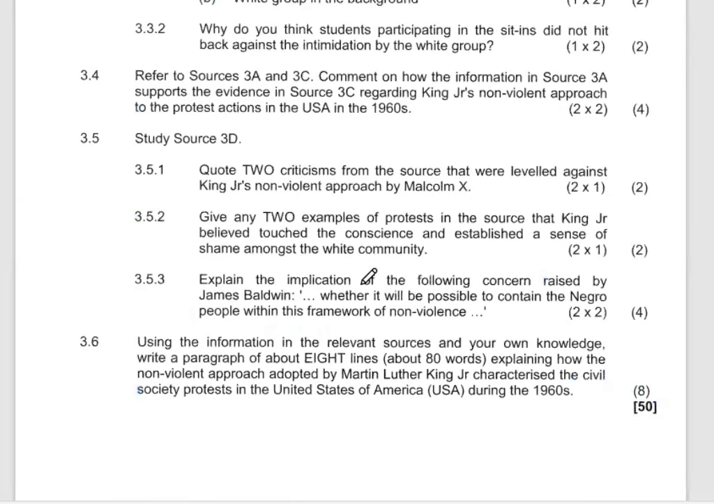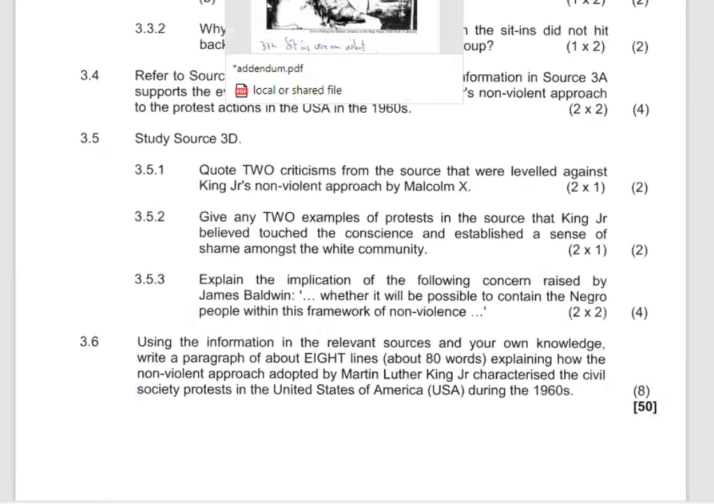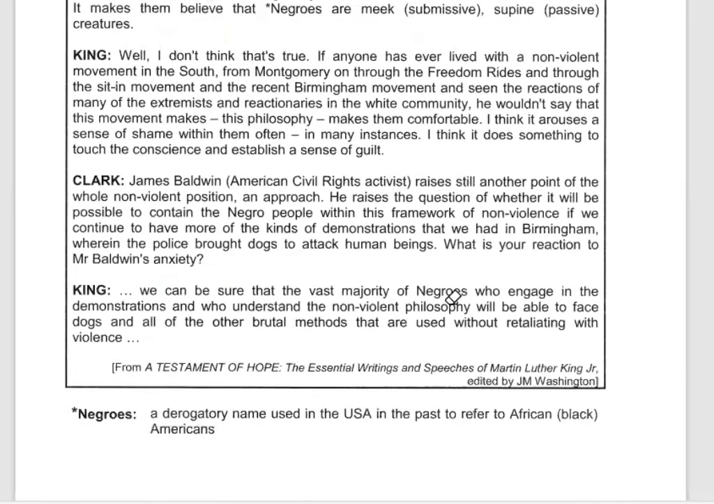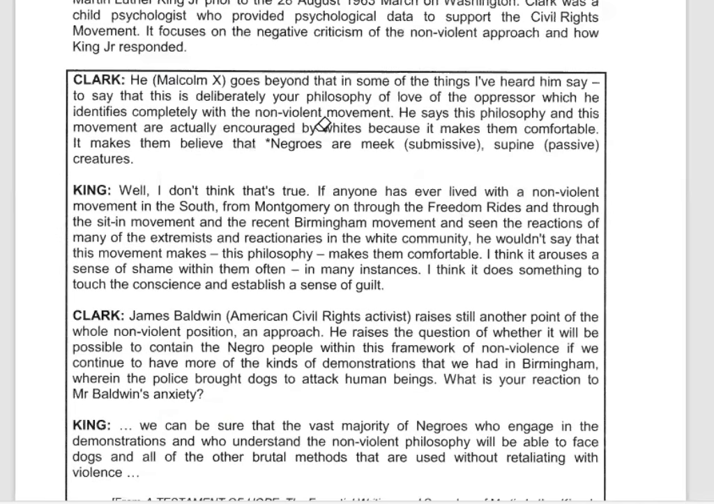Right, moving on to the last source, study source 3D. Quote two criticisms from the source that were leveled against King Jr.'s non-violent approach by Malcolm X. This is an extraction question. We just go to the source and try to quote the evidence. He says here, Malcolm X goes beyond that in some of the things I've heard him say, to say that this is deliberately a philosophy of love of the oppressor, which he identified completely as the non-violent movement. He says the philosophy and movement are actually encouraged by whites.